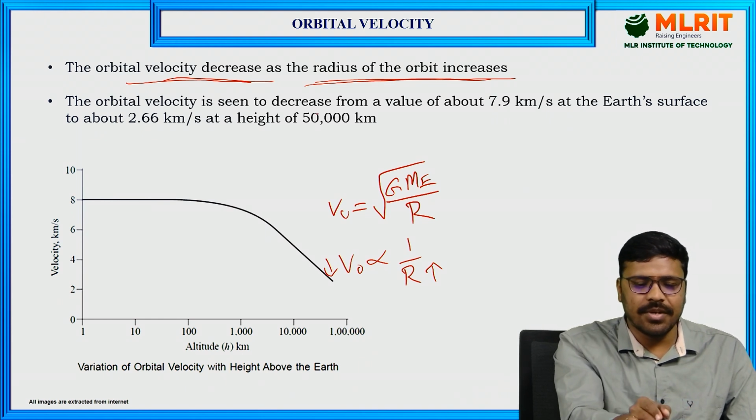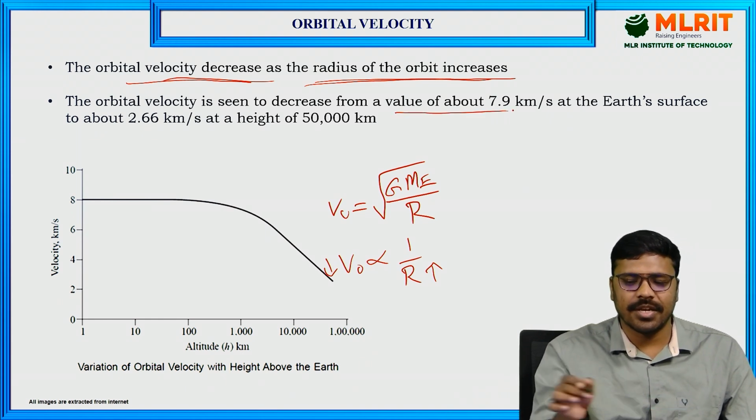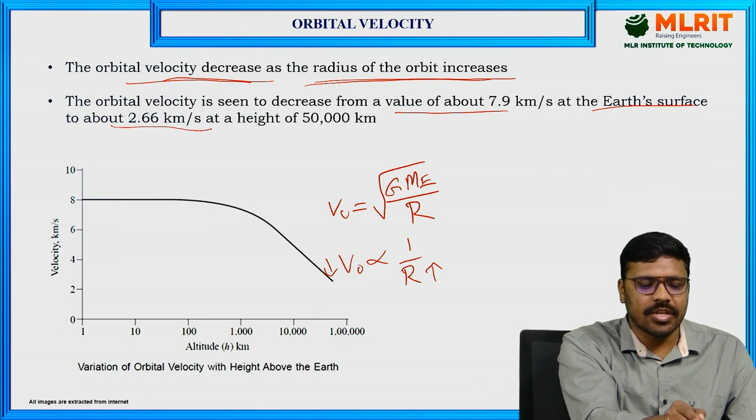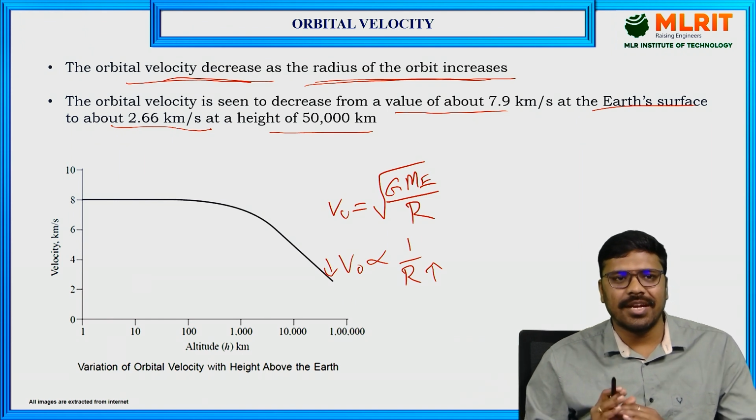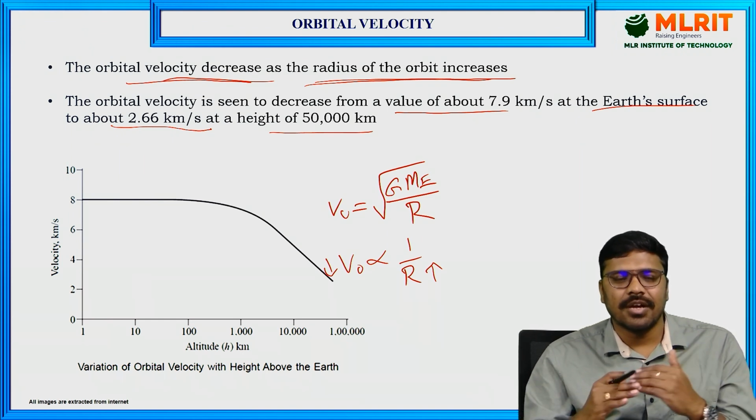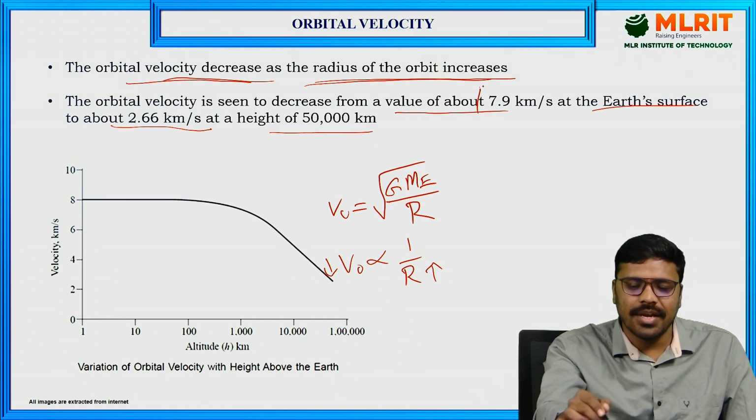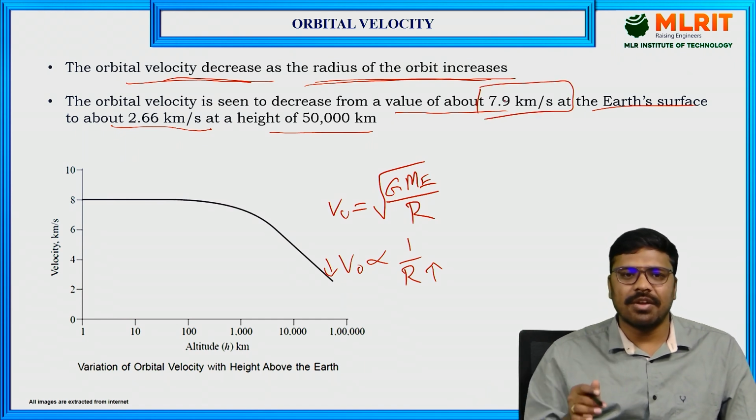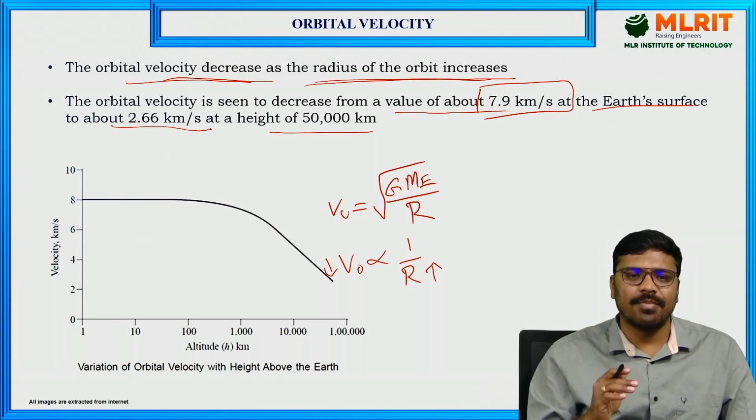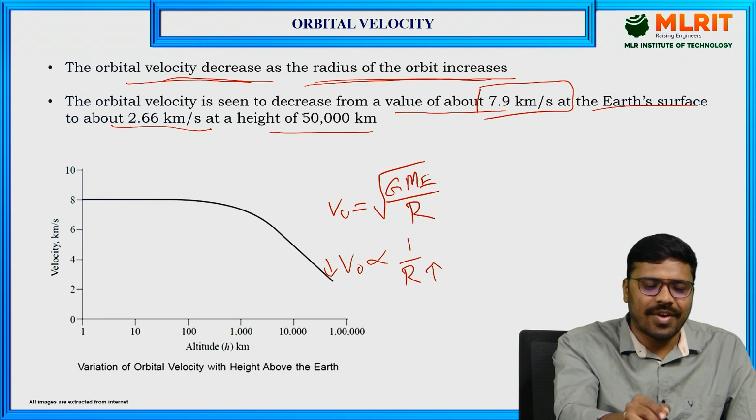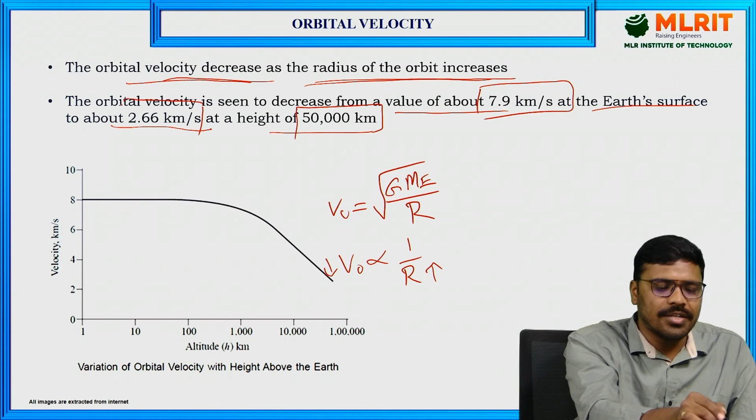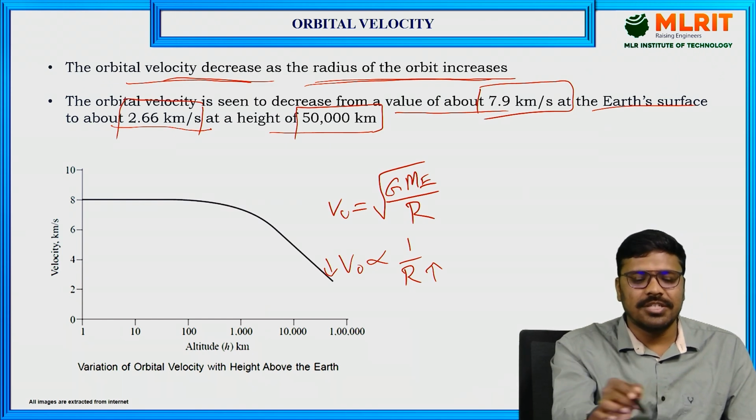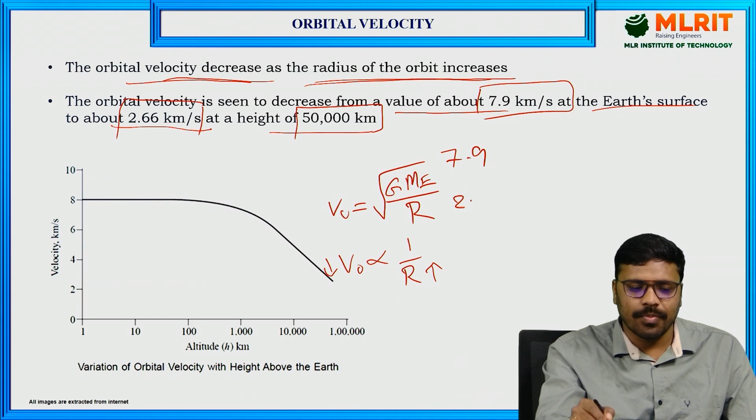The orbital velocity is seen to decrease from a value of about 7.9 kilometers per second at the Earth's surface to about 2.66 kilometers per second at a height of 50,000 kilometers. Suppose I want to make an object rotate in a repeating path just above the Earth's surface, then the object needs to maintain a velocity of 7.9 kilometers per second. Then it will continuously rotate in an orbit just above the Earth's surface. If you go to the 50,000 kilometer altitude orbit, then the velocity to be maintained is 2.66. That means the orbital velocity is decreasing from 7.9 to 2.66 as the radius is increasing.